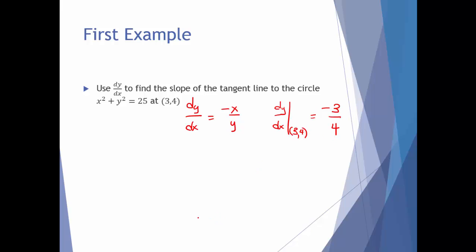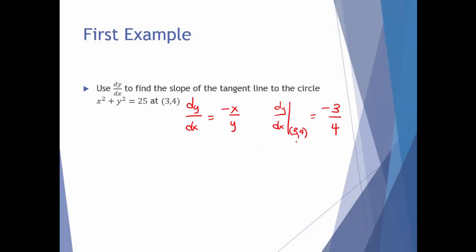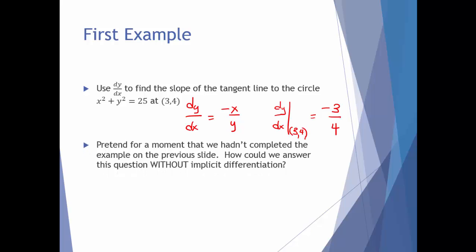So just like explicitly defined equations, dy/dx still tells us the slope of all tangent lines. If you want the slope of a specific tangent line, you plug in the point you're using. The only difference is now we need to plug in both the x and the y. So once we have a handle on that, let's take a look at this for a moment. Pretend for a moment that we hadn't completed the example on the previous slide, that this dy/dx was unknown to us. How could we answer this question without implicit differentiation?